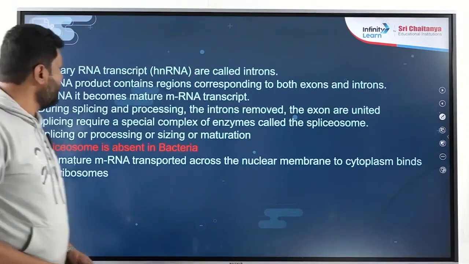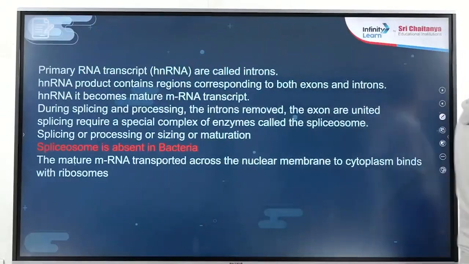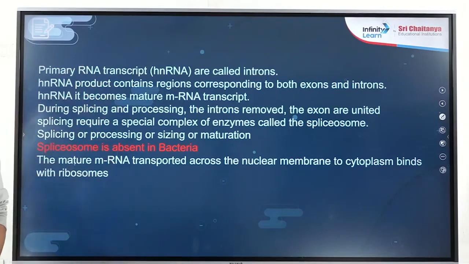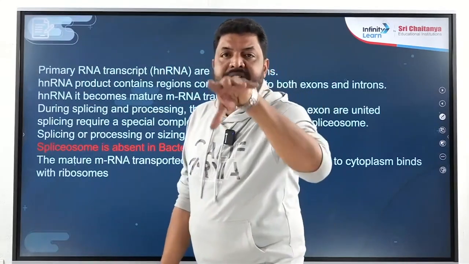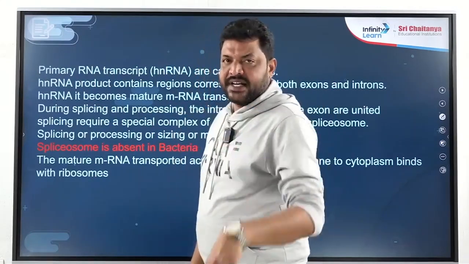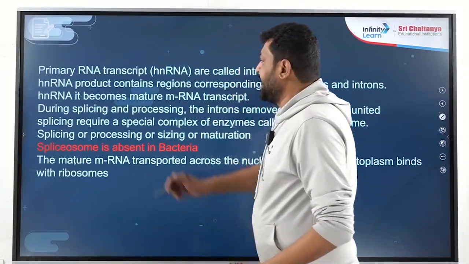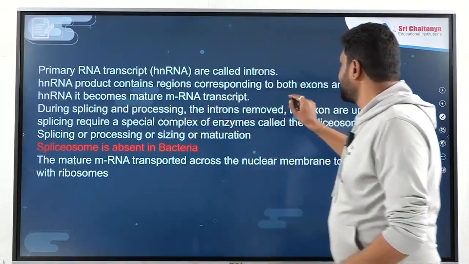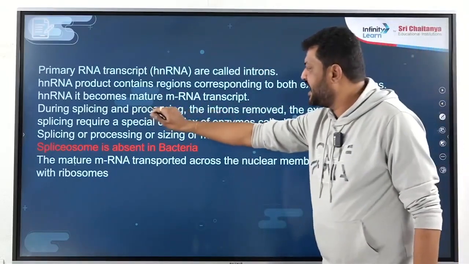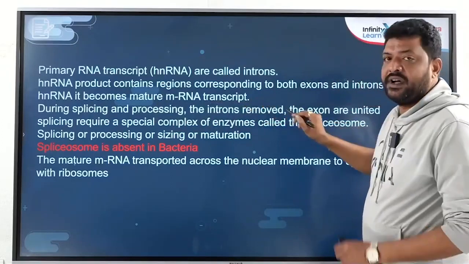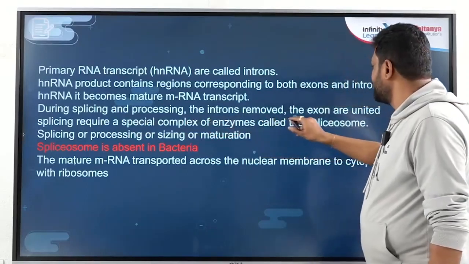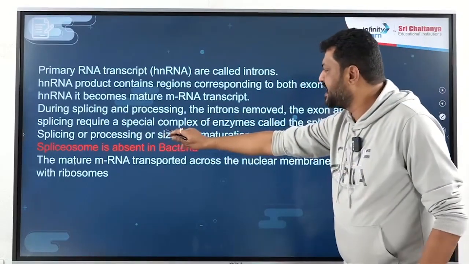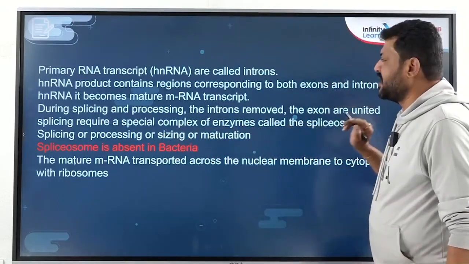Next, primary RNA. Primary transcript means whatever RNA is produced directly from DNA. That is nothing but hnRNA. The hnRNA product contains regions corresponding to both exons and introns. hnRNA becomes a mature RNA transcript by the process of splicing. In splicing and processing, introns are removed and exons are reunited. Splicing requires a special complex of enzymes called the spliceosome.